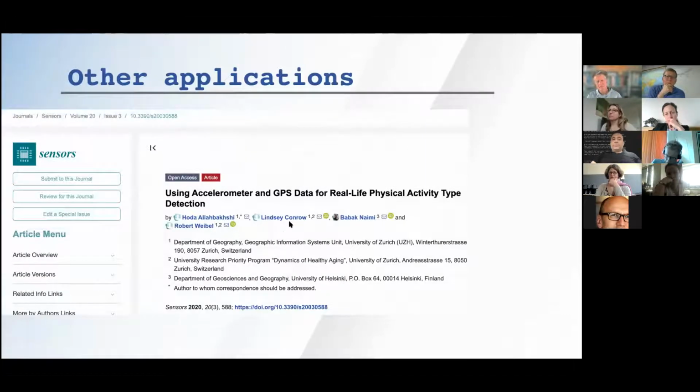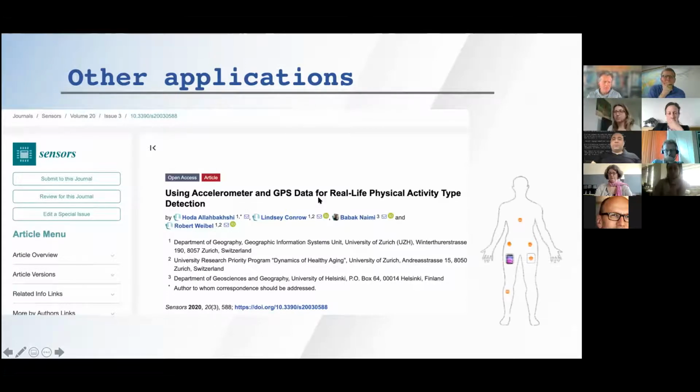In the other application, for example, this is a study that I was involved in. We use some sensors on the body, like an accelerometer and GPS data, to identify the physical activity of humans.